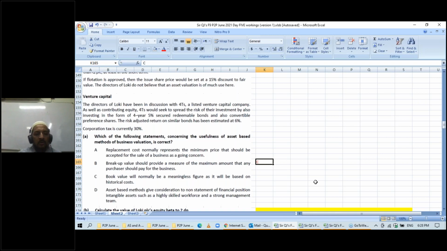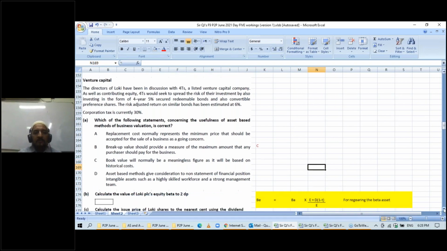And D is also not correct, as it says asset-based methods give consideration to non-statement of financial intangible assets. So asset-based methods usually take into account in valuation of assets that are present on the balance sheet. They do not take into account those assets which are not on the balance sheets, right? And they also may not consider goodwill type of things, intangible assets. So this is also incorrect.